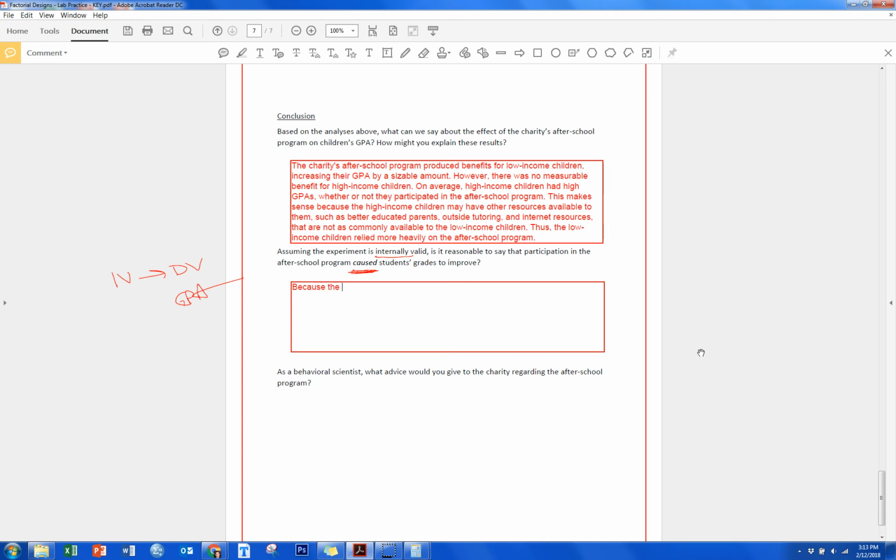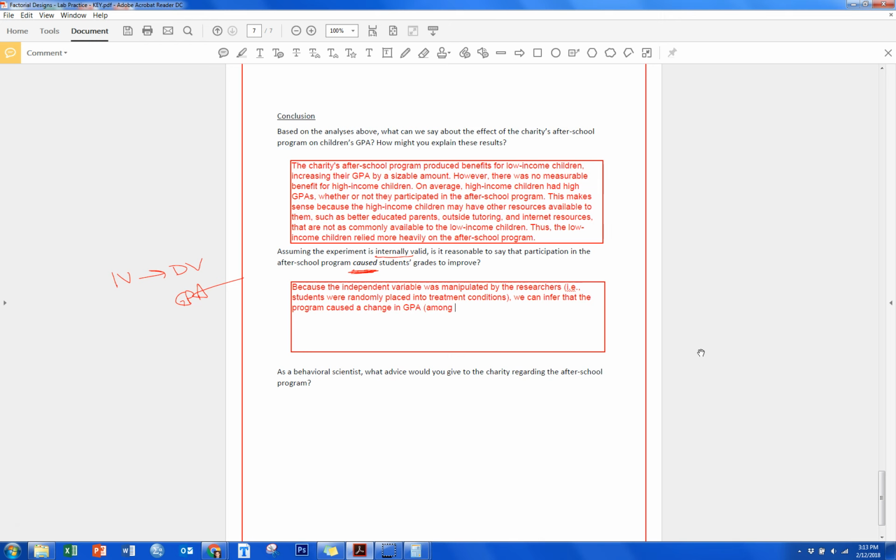So we can say that because the independent variable was manipulated by the researchers, in other words, i.e., students were randomly placed into treatment conditions, we can infer that the program caused a change in GPA.